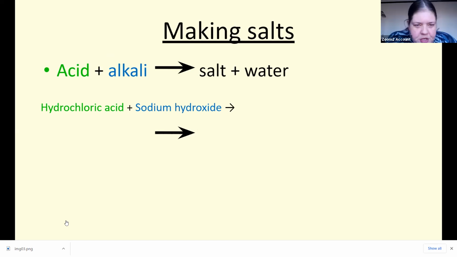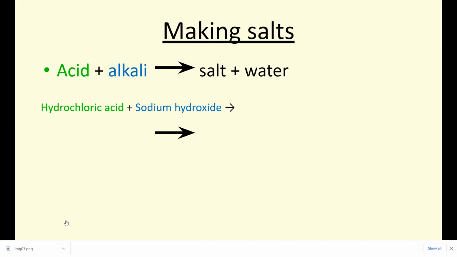Just to check, I'm not going to ask you to put the name in front of it, but what type of salt would be produced now that I've put hydrochloric acid plus sodium hydroxide on there? Thinking back to that rule that Miss gave you on the previous slide. Hydrochloric. Well done, Matilda, first in there. Awesome. Well done.